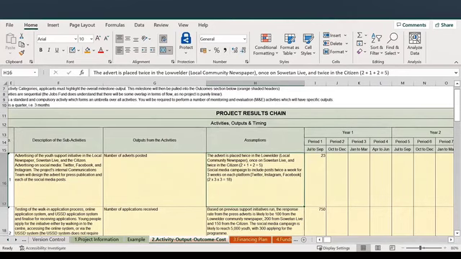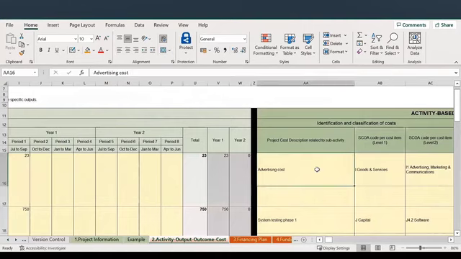So when we move across to the financing section, we want to describe the activity in as much detail as possible, but no need for paragraphs. Sometimes we get PIMPs where the activity is a full paragraph. That's fine. It can be left to the far left of the PIMP. Here we just want enough to give the information that's required to the reviewers. That's advertising cost.